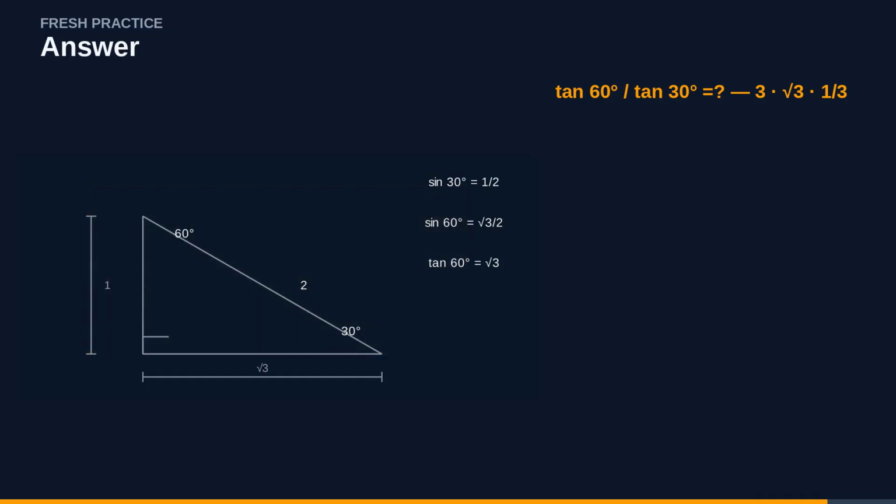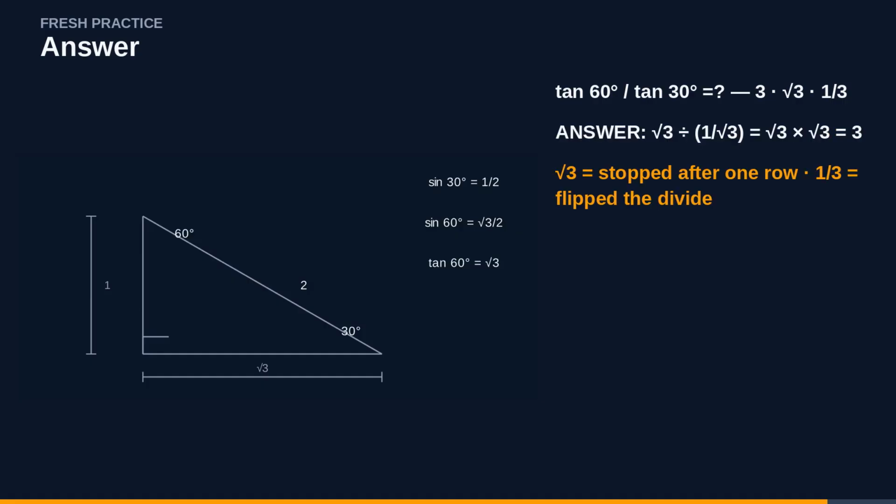The answer is 3. Tan 60 is √3, tan 30 is 1/√3, and √3 divided by 1/√3 is √3 times √3, 3. Answering √3 means you stopped after reading tan 60 alone and never divided. Answering 1/3 means you flipped the fraction the wrong way. Read both rows of the table, then divide fully.